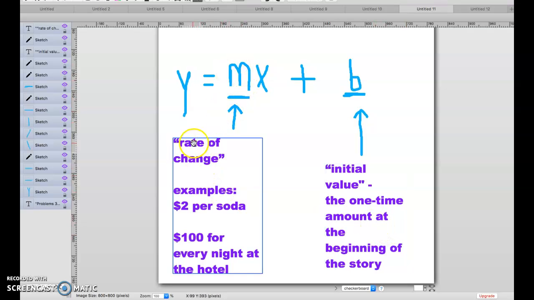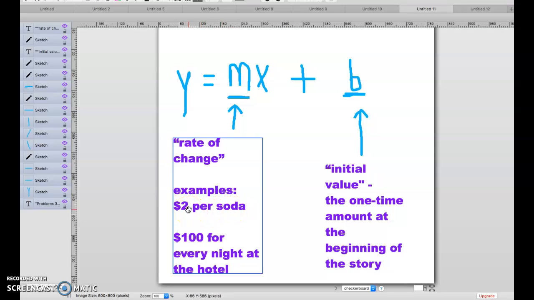Then m represents what we call the rate of change. To think about that in common sense, rate of change just means how something is changing. Here are some examples to get you used to the idea of talking about how something changes. Like $2 per soda. That's saying you pay $2 for every soda. If you bought one soda, it would be $2. If you bought 2 sodas, it would be $4. If you bought 3 sodas, it would be $6.